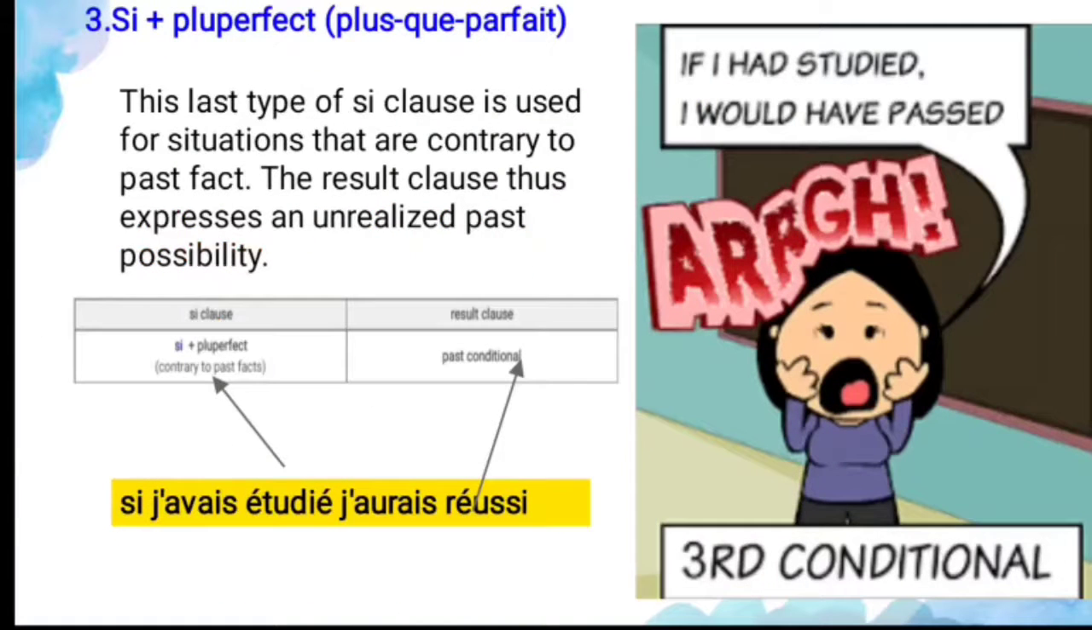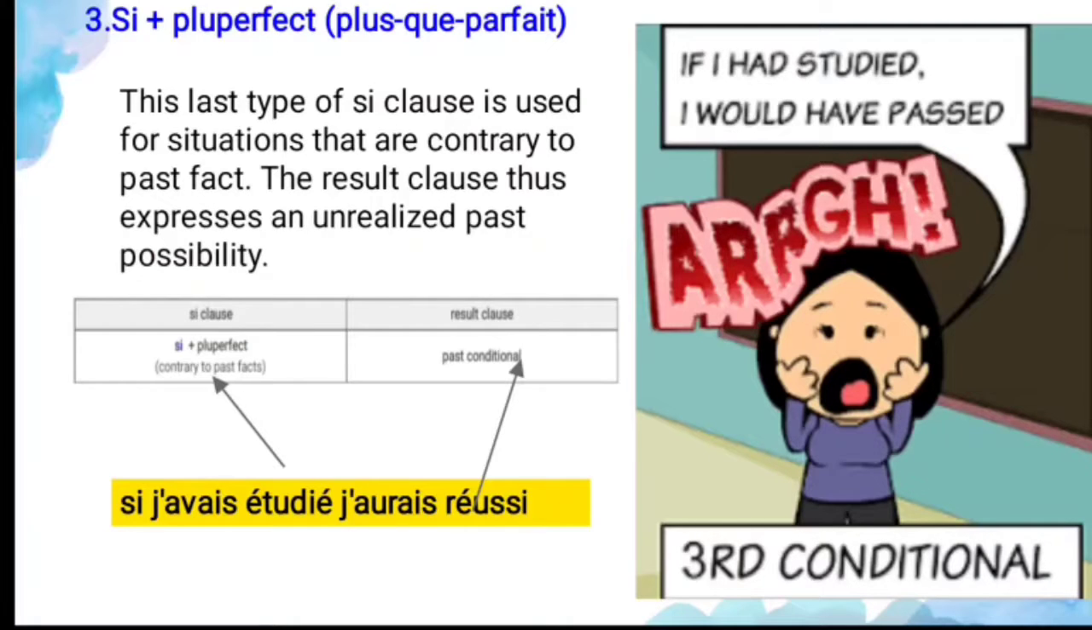And move to the third sentence, that is the third si class. Si plus plus-que-parfait, it means the pluperfect. And let's see the definition. This is the last type of si class, used for situations that are contrary to the past fact, and the result clause thus expresses unrealistic past possibilities. So what is unrealized? Unrealized means not created, not created by someone. So for that purpose only we have to use the third si class.